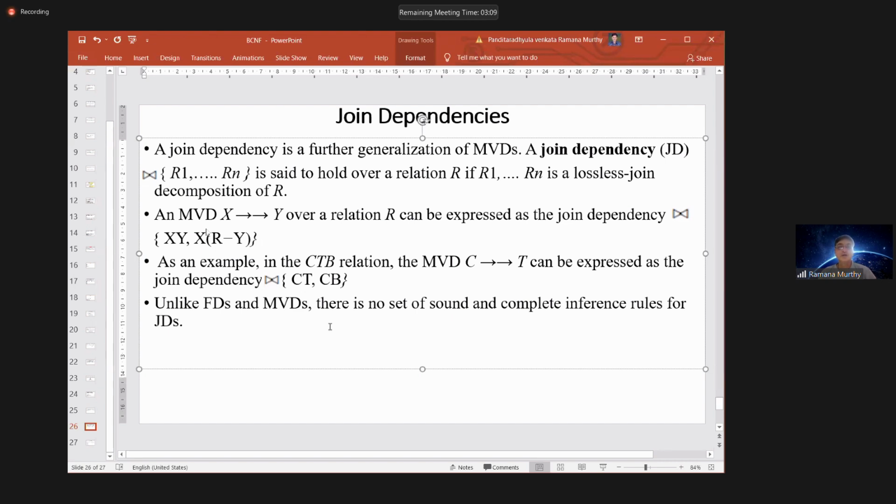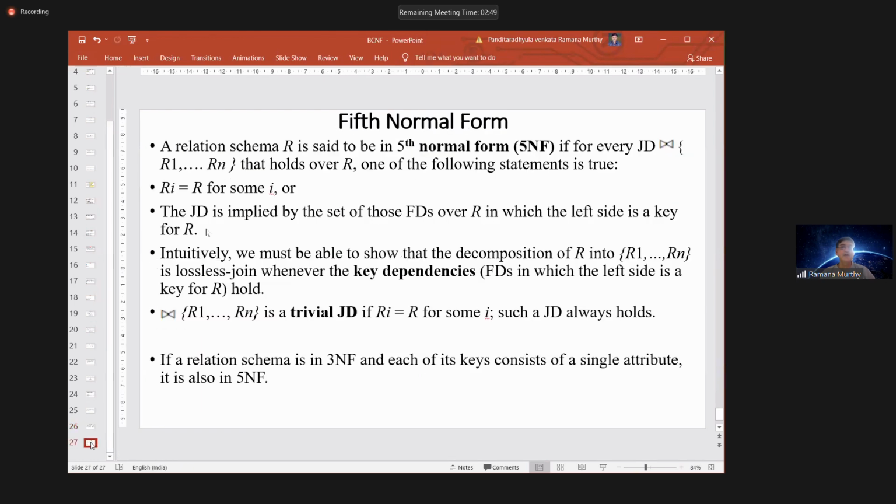So there is no set of inference rules for the join dependencies. The only thing we want is, if you join back this CT and CB, we need to get back CTB. That is called the join dependency. We need to identify the join dependencies, and accordingly you need to split the table. There are no specific rules. That is the reason that, practically, unless required, we are not using the multi-value dependency or join dependency.